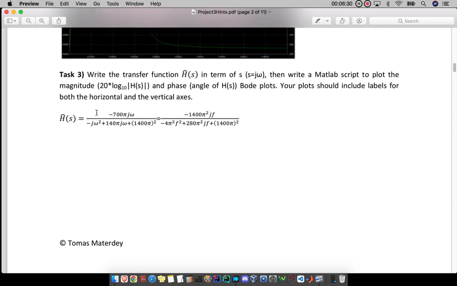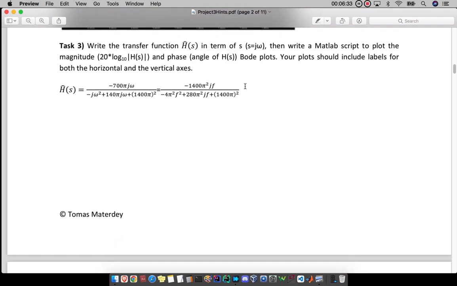All right, so task 3, we have to write the transfer function H of s in terms of s equals j omega. Then we have to write the MATLAB script to plot the magnitude and phase angle, the Bode plots. Now, I'm still at work. I still have yet to think over my MATLAB script. It's still pretty rough because my plot from the MATLAB script is still not yet meeting the expectations. So I plan to check in with Matter Day on that. But anyways, here we're given our transfer function like so.